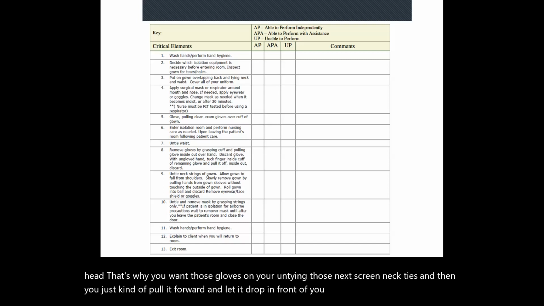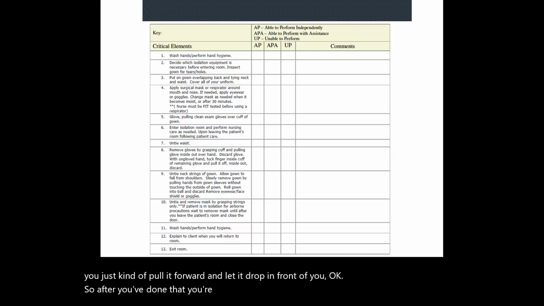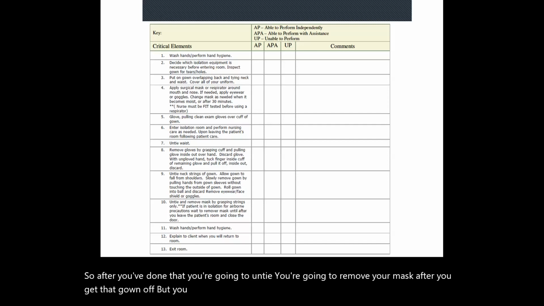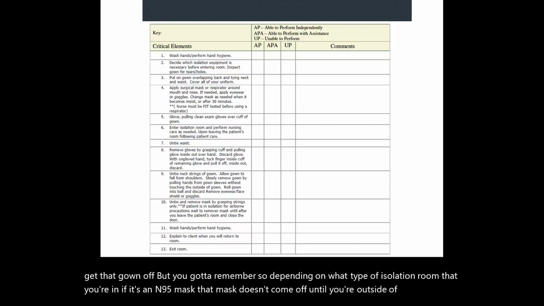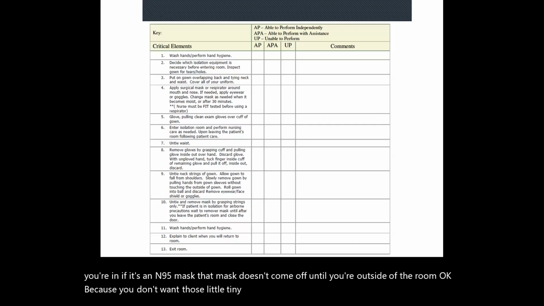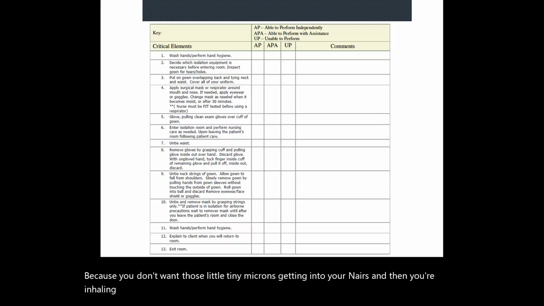So after you've done that, you're going to remove your mask after you get that gown off. But you got to remember, depending on what type of isolation room that you're in, if it's an N95 mask, that mask doesn't come off until you're outside of the room. Okay, because you don't want those little tiny microns getting into your nares and then you're inhaling that. So you would come out and then remove the mask and throw the mask in the trash.